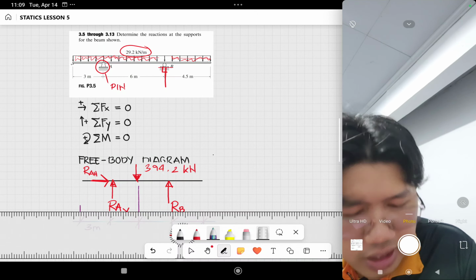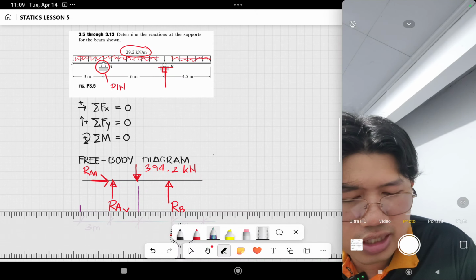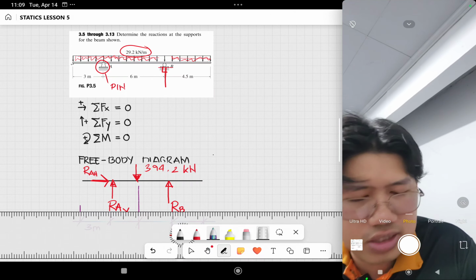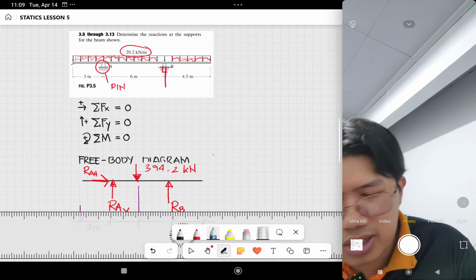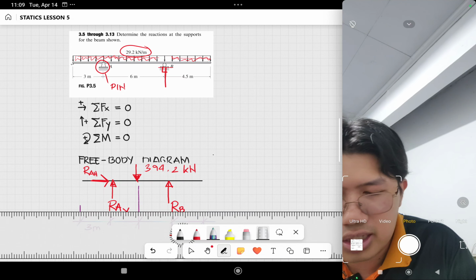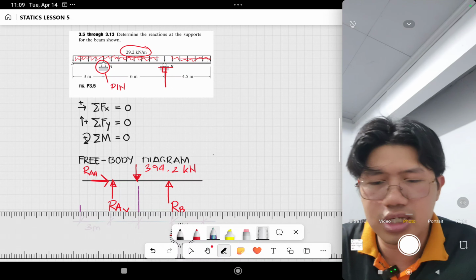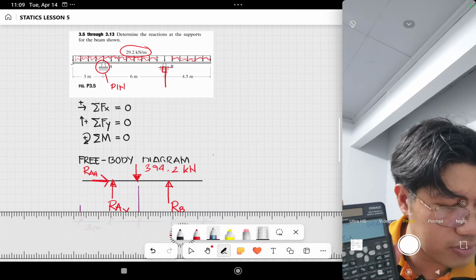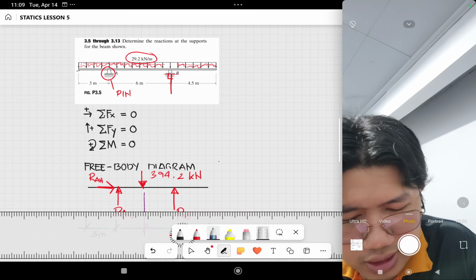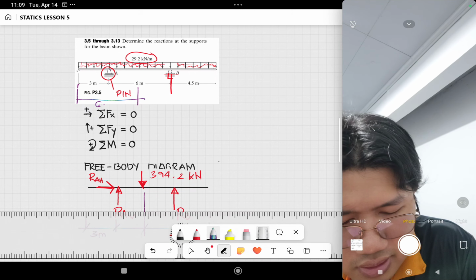So alam natin sa gitna ng distribution yung 394.2. Okay, so saan ba yung gitna ng distribution na 29.2? So, alam natin yung total length ng ating distribution. So, total length of distribution is 13.5. So, we divide that by 2. Makuha natin is 6.75. Okay? So, 6.75 galing dito. So, 6.75 yun.